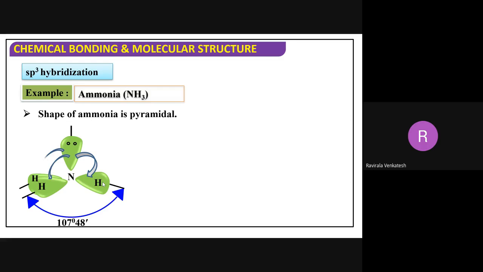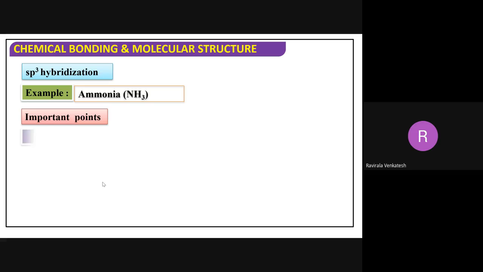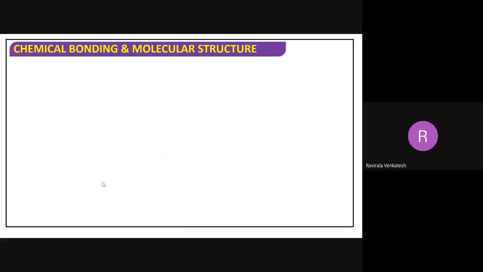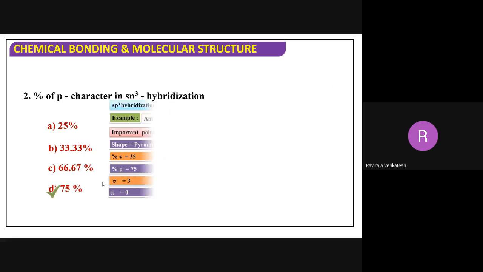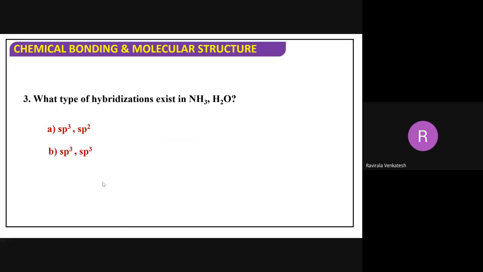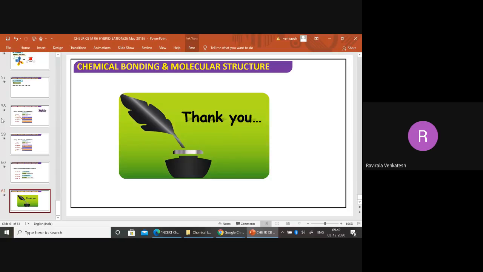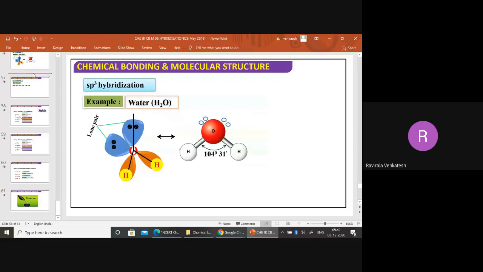So I will take the best example. First of all, we'll discuss methane here, with sp3 hybridization. Later we'll take ammonia and water. We'll take methane first, and later the remaining ones.